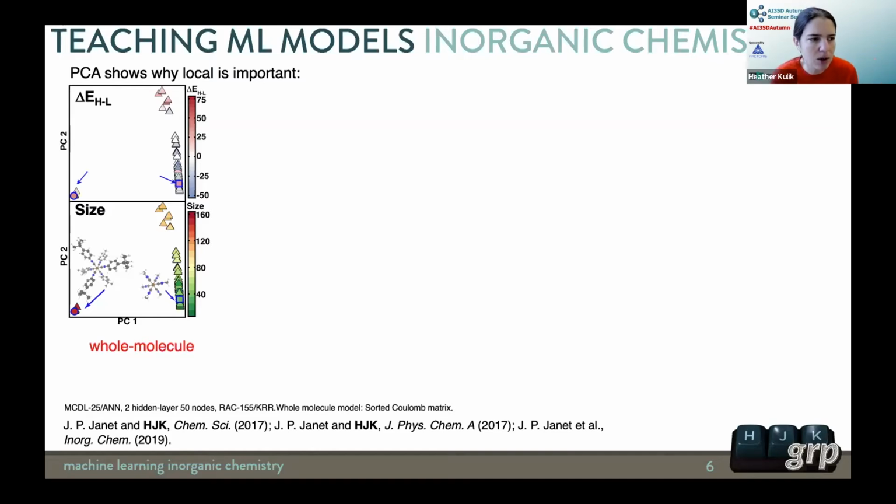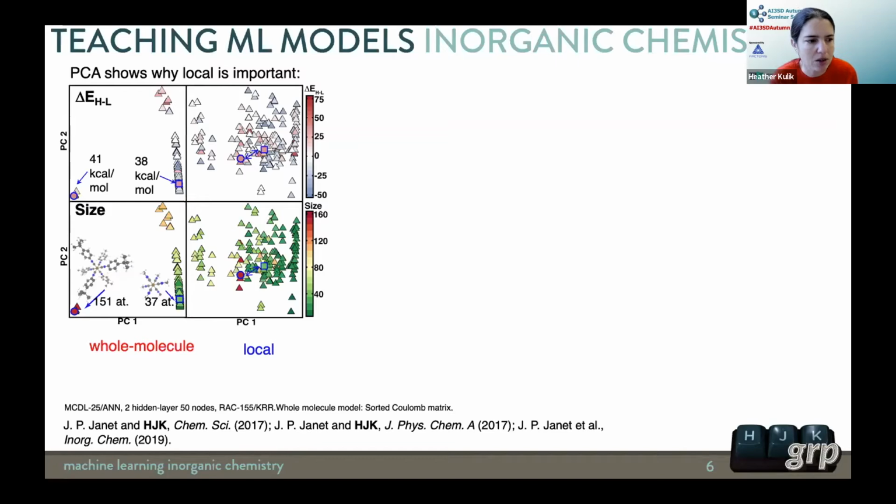And you can see that what the whole molecule representation is doing is it's doing a really good job of clustering these molecules by size. And so two molecules that have 151 atoms and 37 atoms are sitting really far apart in the PCA in this whole molecule representation, but they have almost the same property that we want to predict, because this property is really dictated by what's going on near the metal.